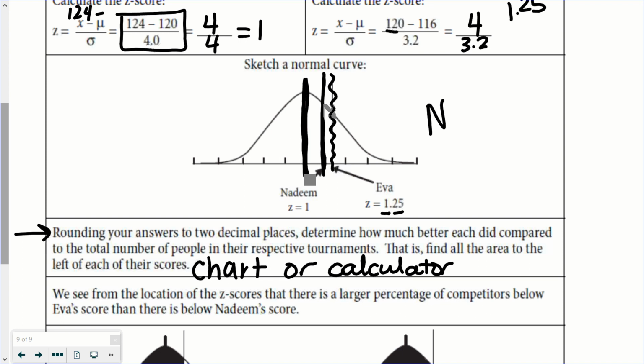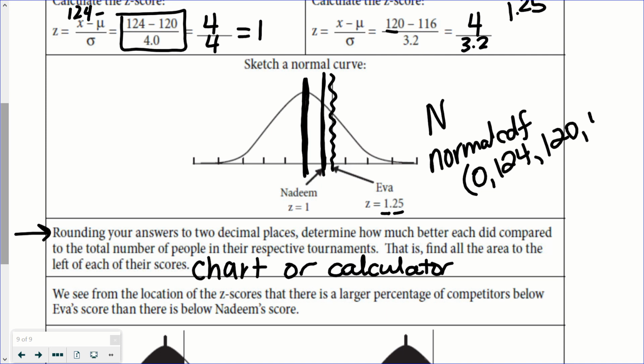So Nadim, so putting it in the TI, again, Casio, you've hopefully got this down a little bit. So the lower boundary would be 0. The upper boundary or Nadim's score was 124. The mean was 120. And the standard deviation was 4. And for Eva, same thing. Lower boundary is 0. Her score was 120. The mean of her tournament was 116. And the standard deviation was 3.2.